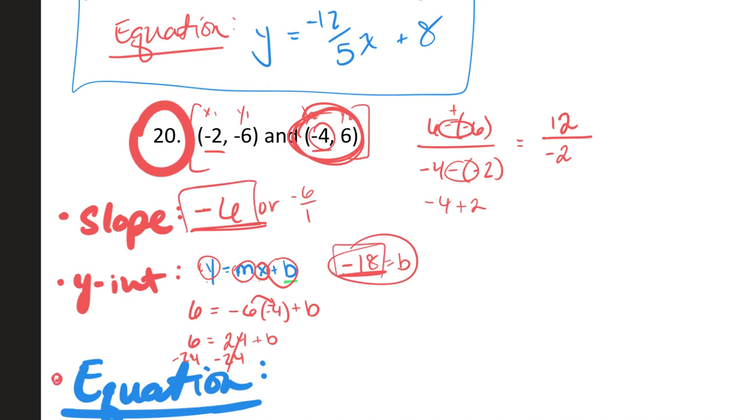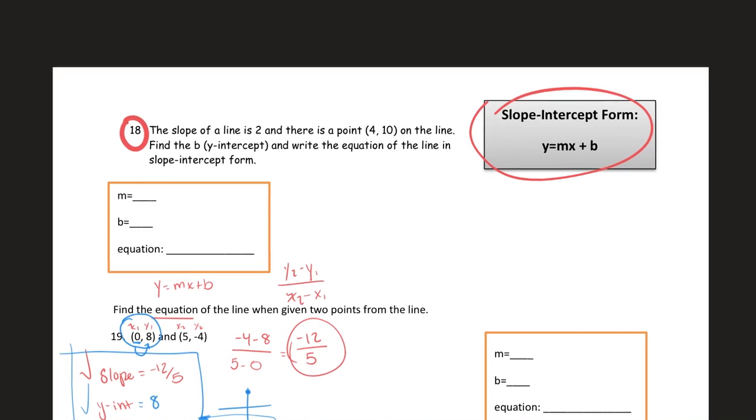So now we have our slope and our y-intercept. Can we make the equation? Yeah, we definitely can. y equals negative 6x. Okay. Now our y-intercept is negative, so we have to put minus 18. And there's our equation.